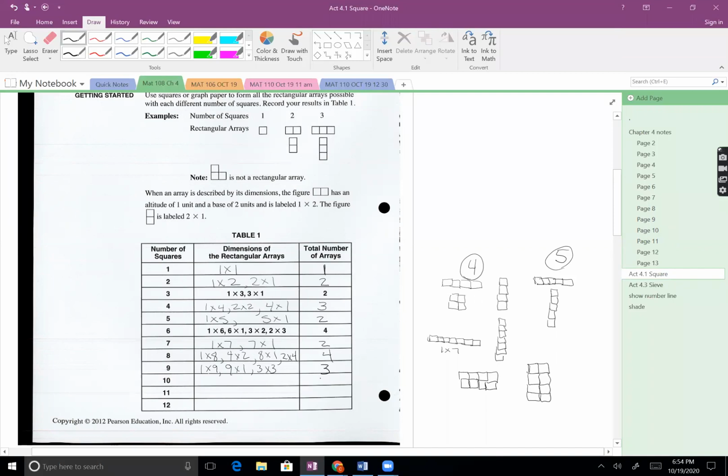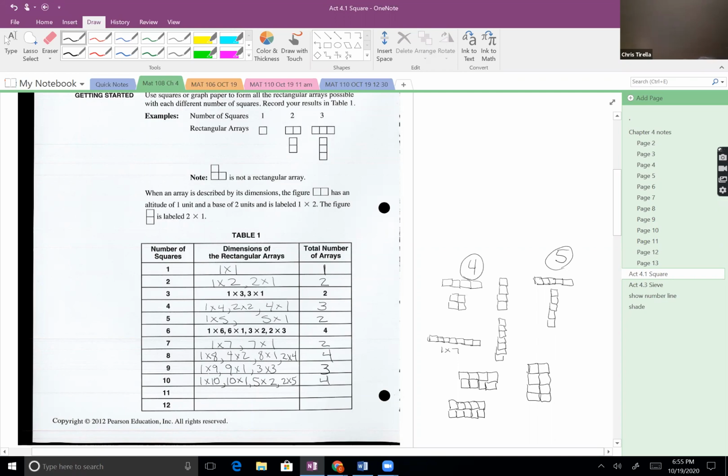How about 10? The obvious is 1 by 10. Then we've got 10 by 1. Anything else? 5 by 5. 5 by, let's see, 1, 2, 3, 4, 5, 6, 7, 8, 9, 10. I'm thinking if I've only got 10 blocks, wouldn't that be 5 by 2? Oh yeah, 5 by 2, my bad. And then can we turn it? Yep, so 2 by 5. And so that gives us 4.